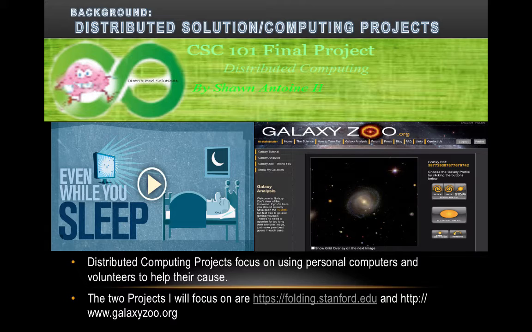Background, distributed solution/computing projects. Distributed solution/computing projects focus on using volunteers and their personal computers. These projects allow volunteers to play a major role in scientific research. The two projects I will focus on are Folding at Home and Galaxy Zoo. Here's a link showing you Folding at Home and how it works.